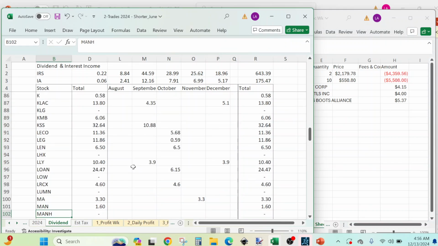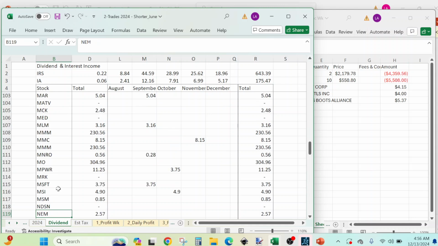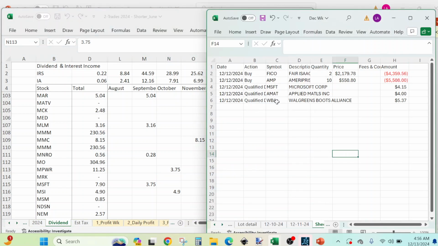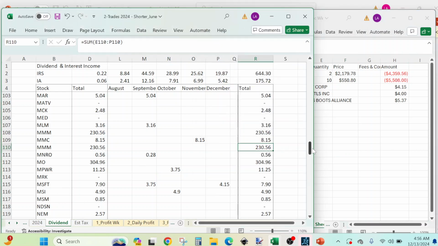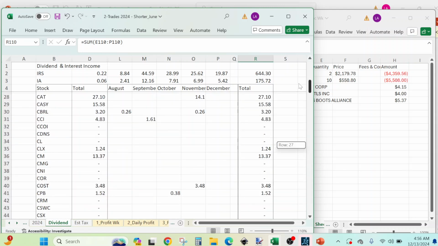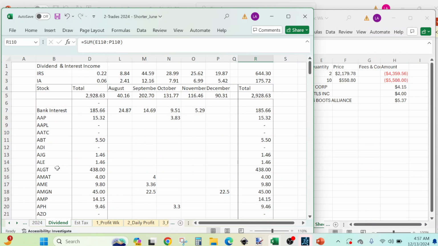So we'll go to Microsoft if we can find it. Let's see. And in December we will earn $4.15 there. The next one is AMAT, another one that we purchased for swing trading purposes as well. Beside Microsoft, it went down and we have it in our account, and it paid us $4.